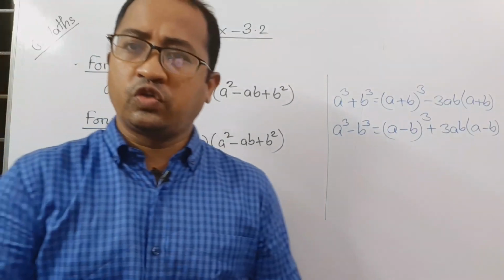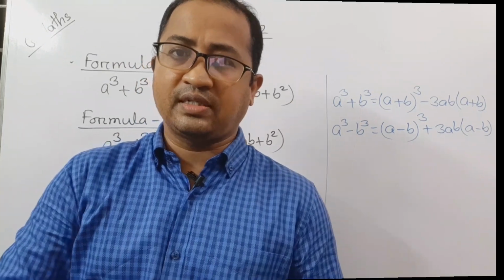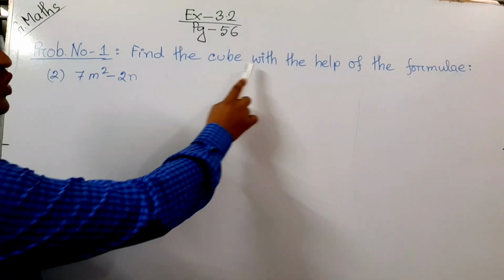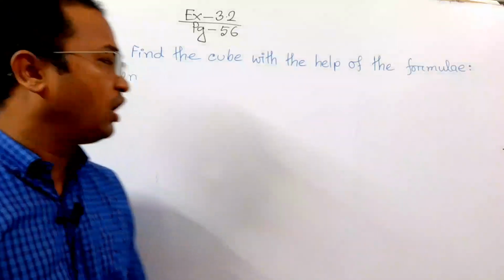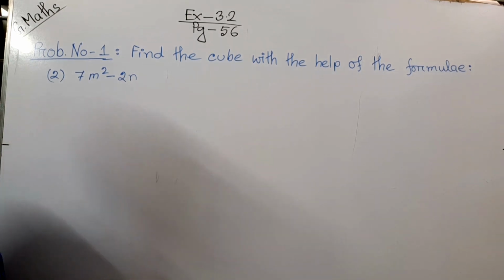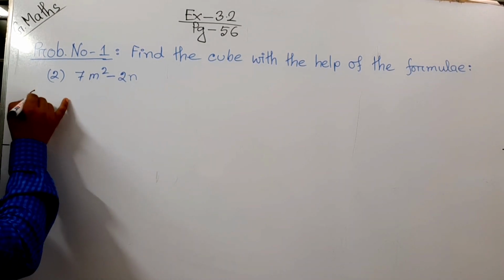Now I will show you some problems from this exercise. At first, question number 1. Find the cube with the help of the formula. Sub number 2, 7m square plus 2n. So let's see the solution.